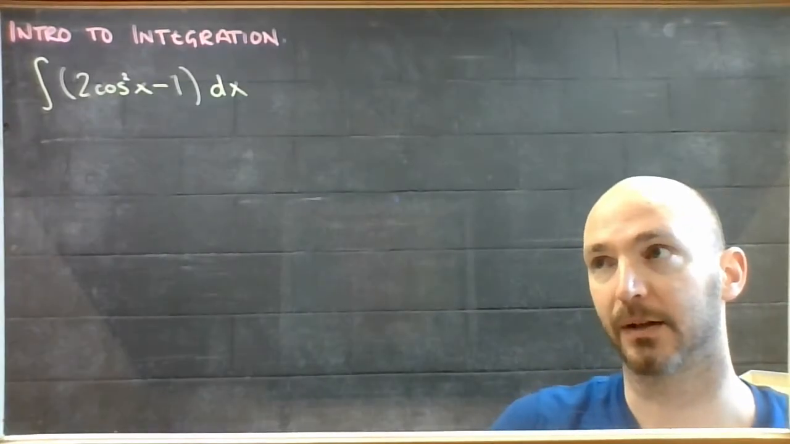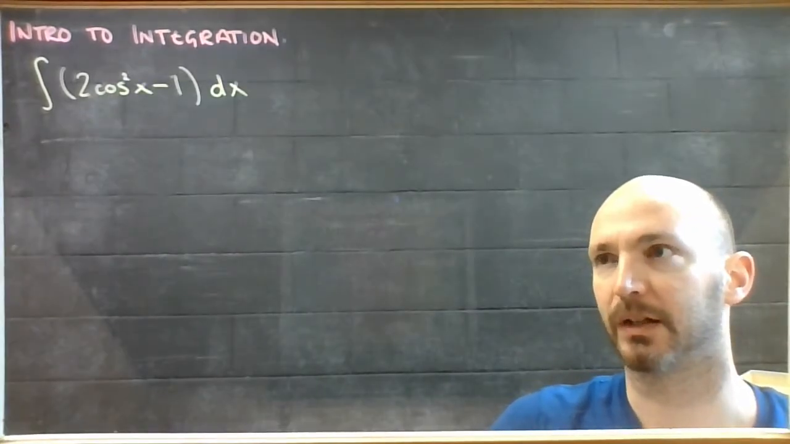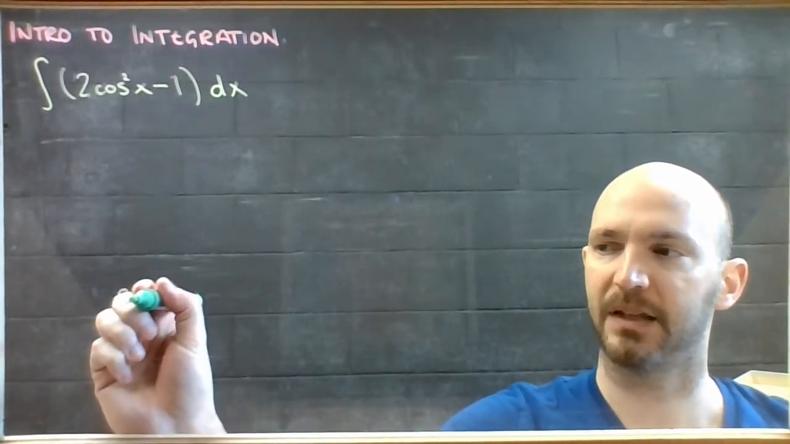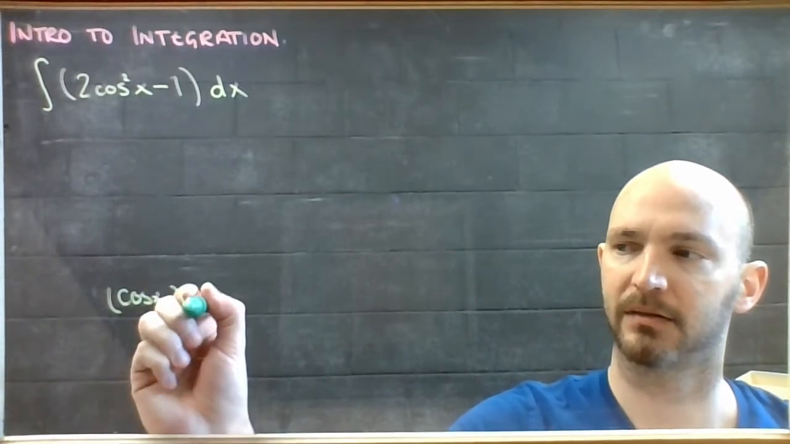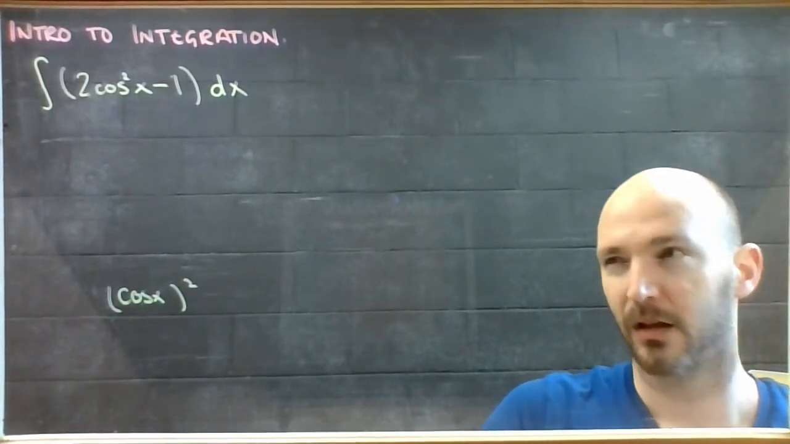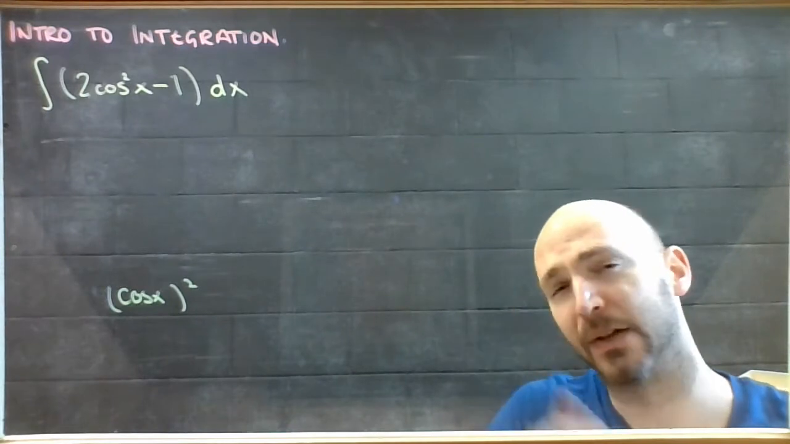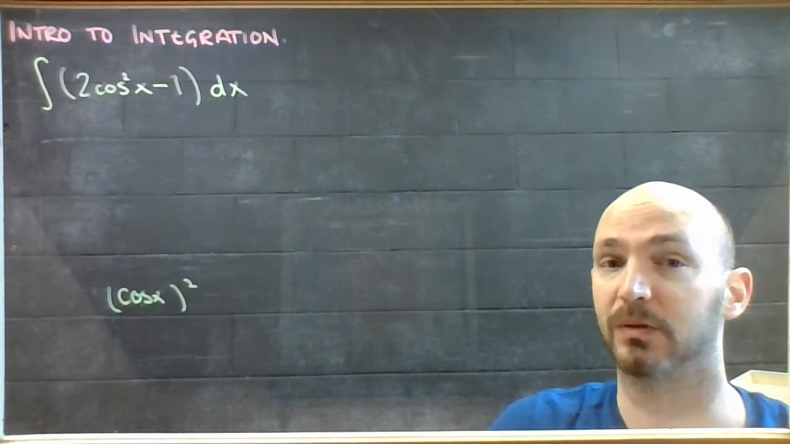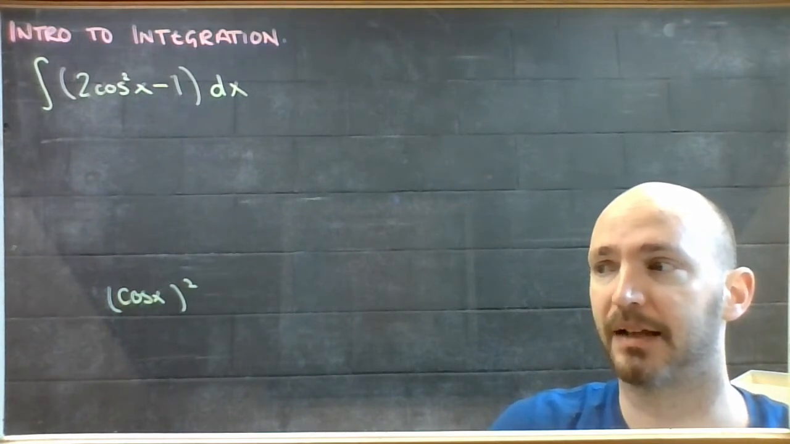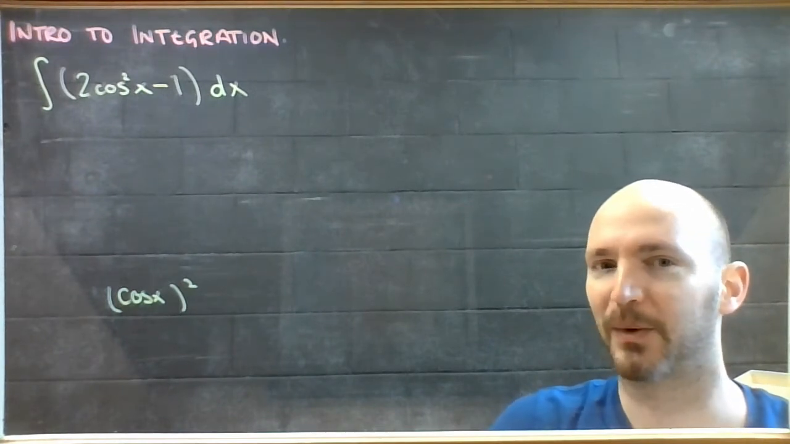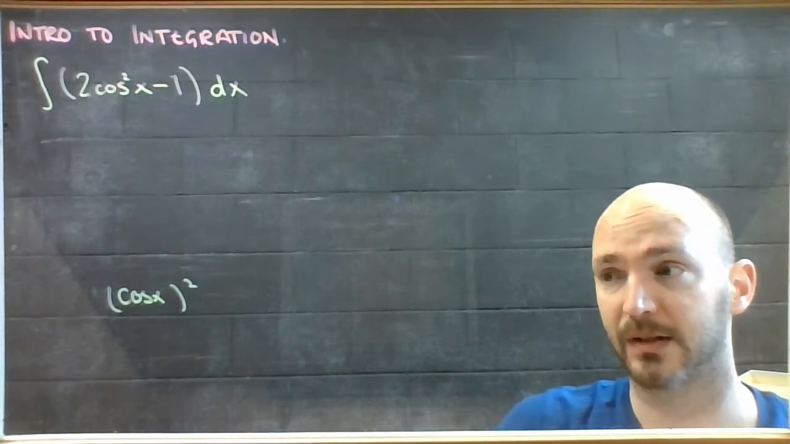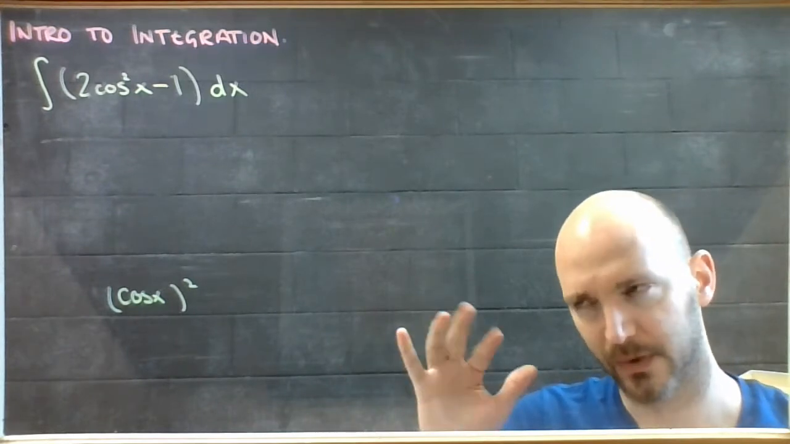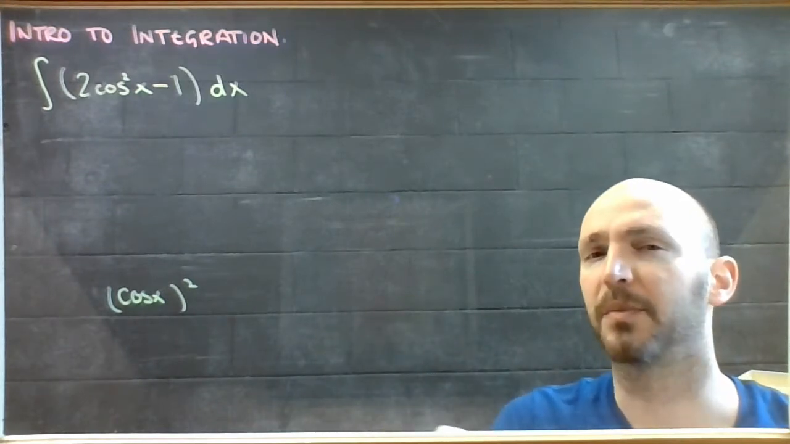Okay, so here, this one's a bit dirty. This thing here, cos squared x, that means (cos x) squared. So that's a function in a function, which means that this thing had to have come from chain rule at some point. And maybe you don't want to do that quite yet. I don't think we're quite ready for it.